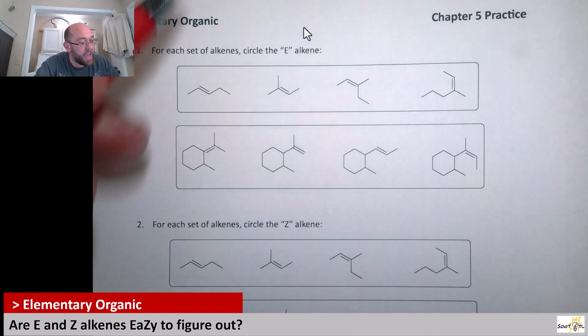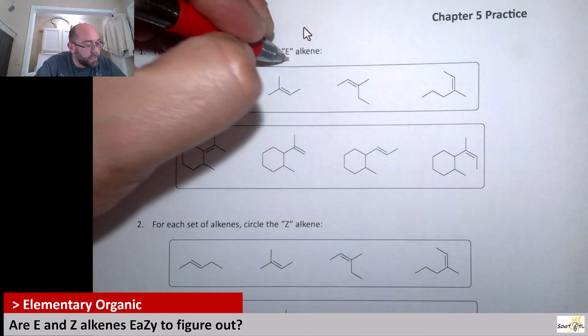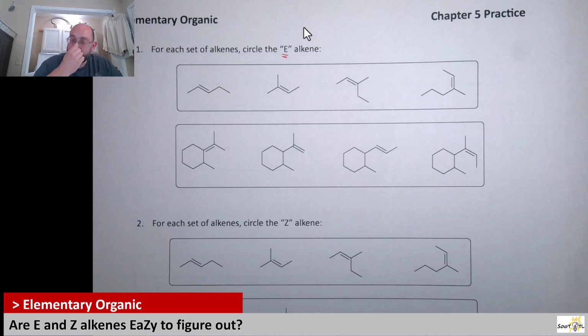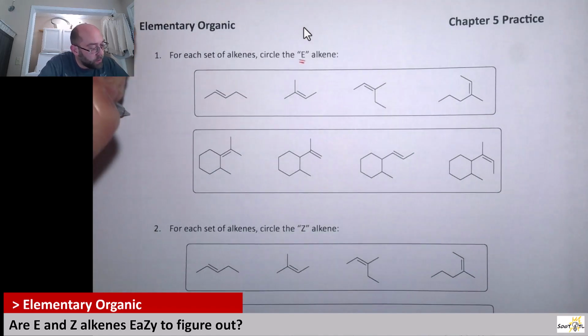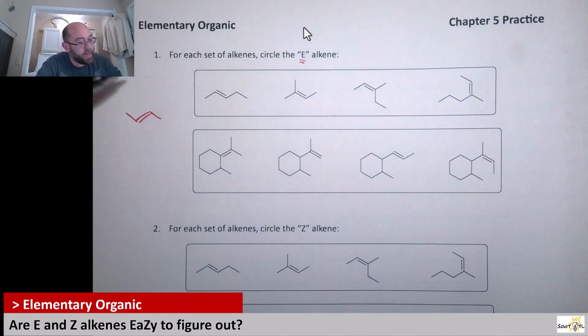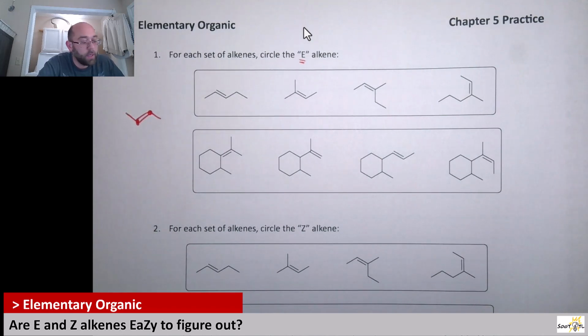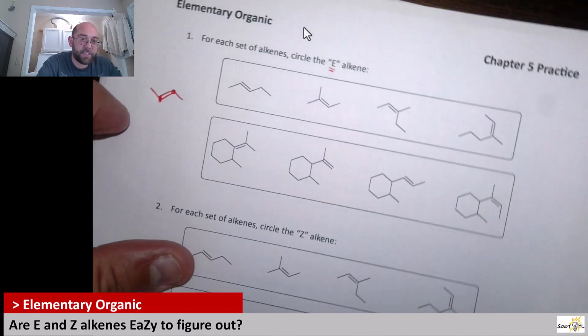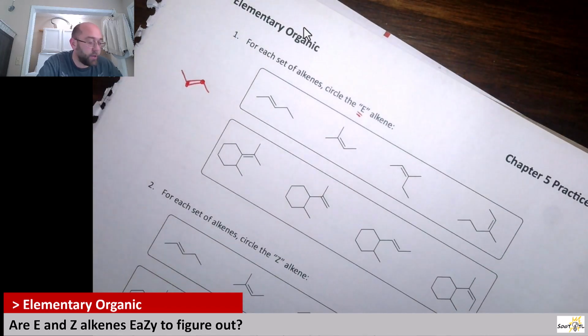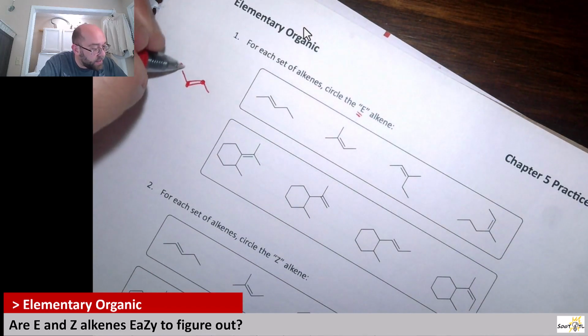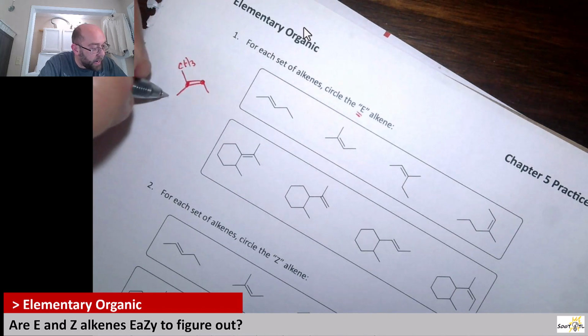All right, so as we look at these two sets right here, it wants us to identify the E alkenes. So what does it mean to be E? Sometimes alkenes can be either E or Z. Something like this guy right here, you've got these two alkene carbons, and if I turn this page this way, you can see you've got a CH3 group on this carbon and a hydrogen there.